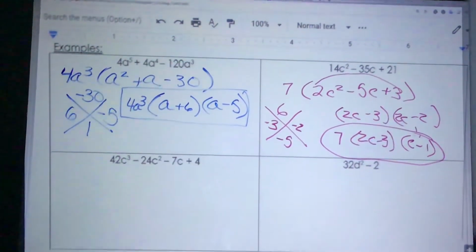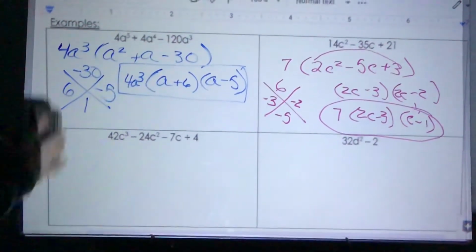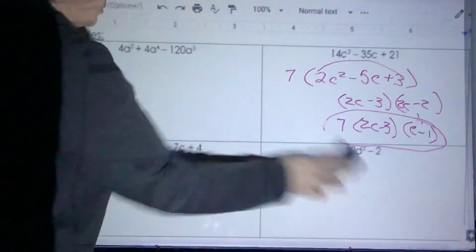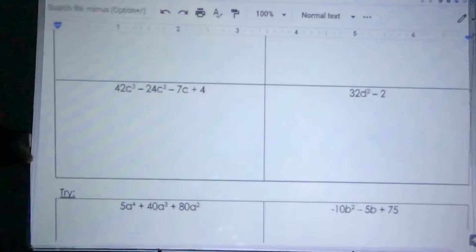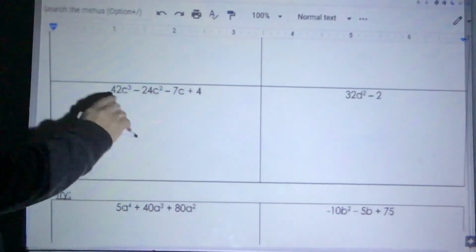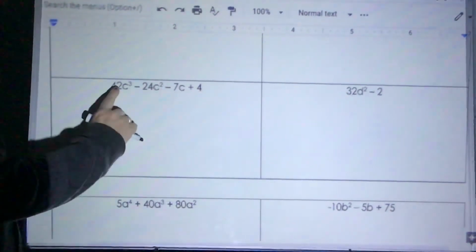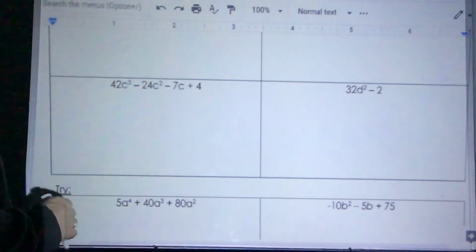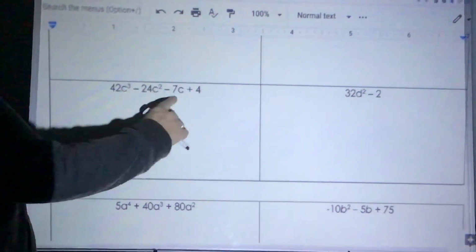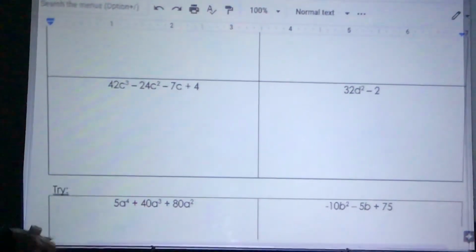For my next one, I'm just going to bring the screen up a bit. Thank you, Maddie. I'm looking for a GCF, and there is no number that will go into all of these numbers evenly, so there's no number, and they don't all have C's, so there is no GCF.